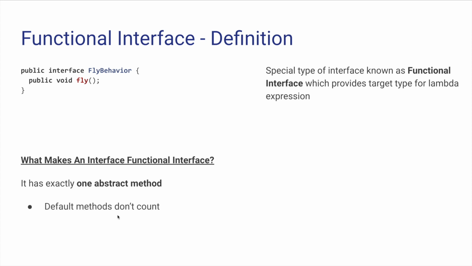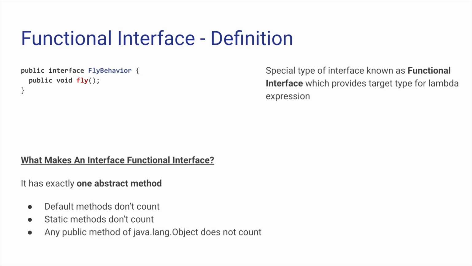Default methods don't count, which means you can have as many of them as you want. Similarly, static methods don't count, and you can have as many of them as you want. And the last one is that any public method of java.lang.Object doesn't count. This is because any implementation of the interface will have an implementation from the Object class or elsewhere. To add to our convenience, Java also provides the @FunctionalInterface annotation, which helps us abide by these rules all along. With these in mind, let's dive into a quick demo to understand functional interfaces.